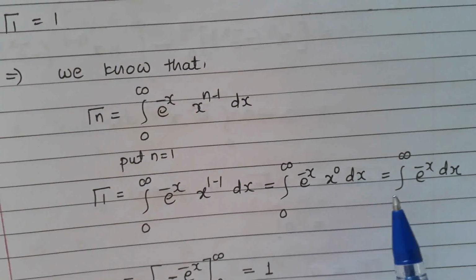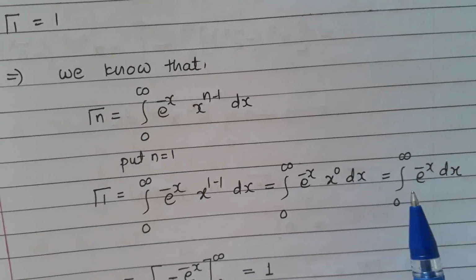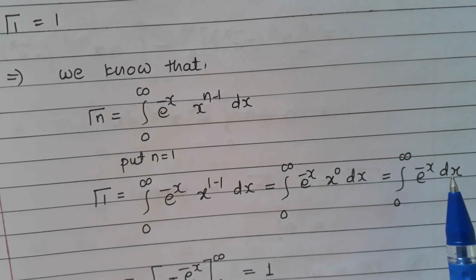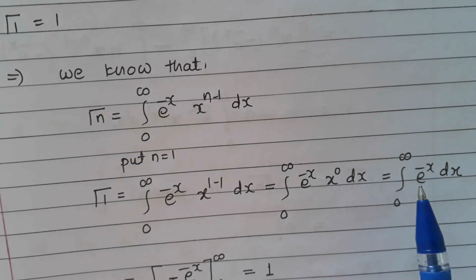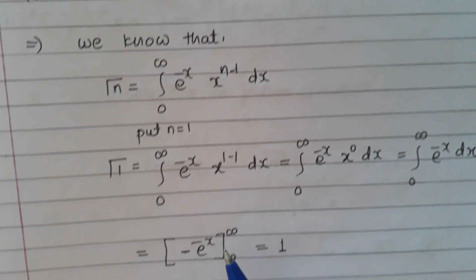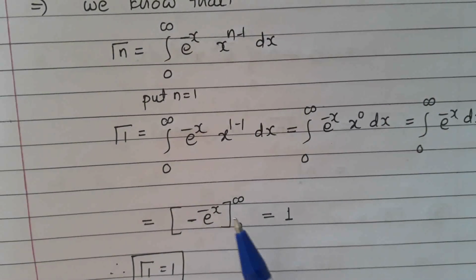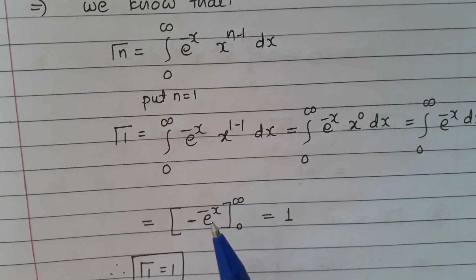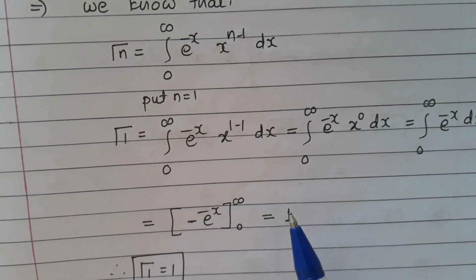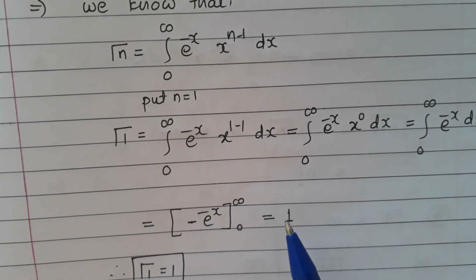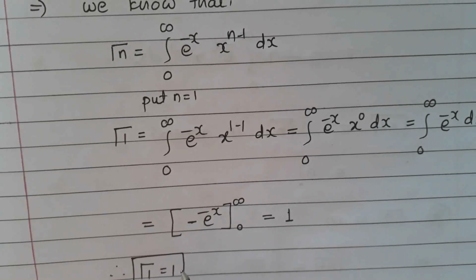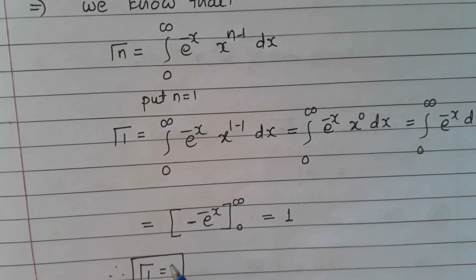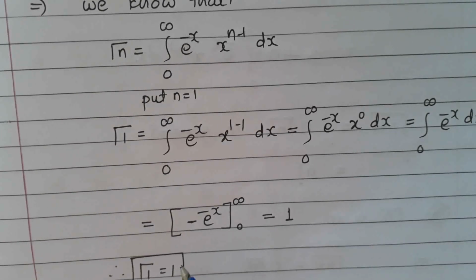So we have the integral from 0 to infinity of e raised to minus x dx. The integration of e raised to minus x is minus e raised to minus x, and putting in the upper and lower limits, the value of this bracket is equal to 1. Therefore, the value of gamma 1 is equal to 1. This is an important result which is used in the evaluation of real definite integrals.